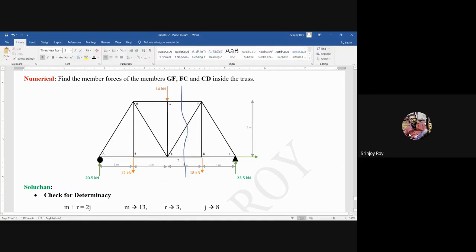Now see this section. Here a force will be generated for GF, meaning it is getting cut along this line, isn't it? Yes, sir. GF, CF, and CD. All these three members are coming in this one section, isn't it? So we will just find out the thing as it is. Okay, everybody? Yes, let's start.